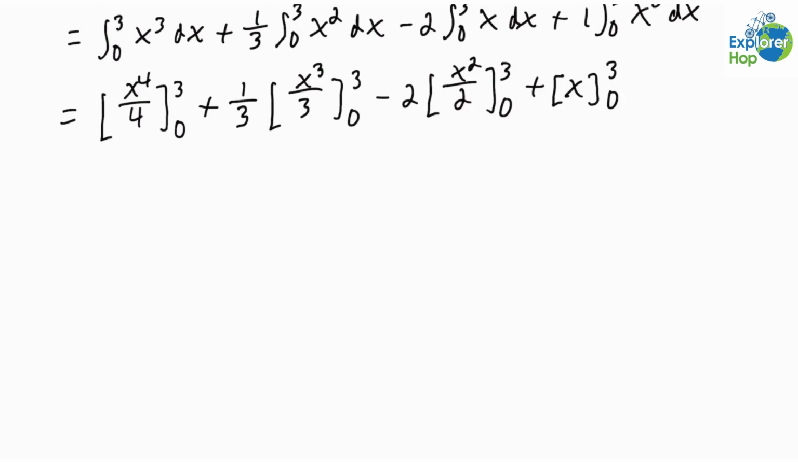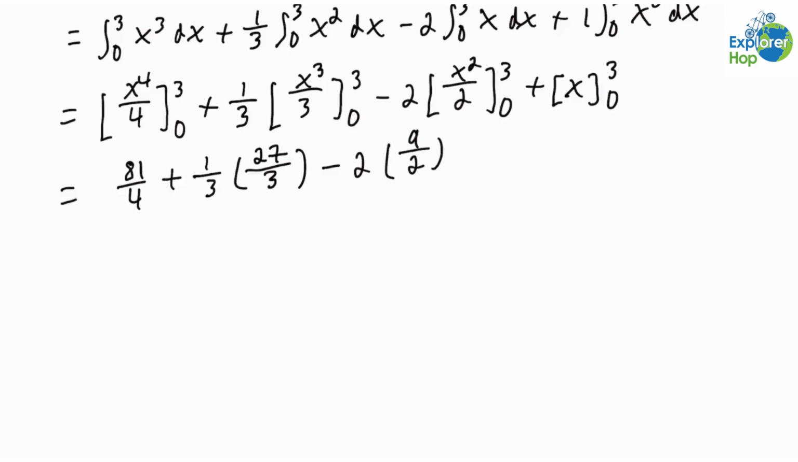And this is equal to 81 over 4 plus 1/3 times 27 over 3 minus 2 times 9 over 2 plus 3.